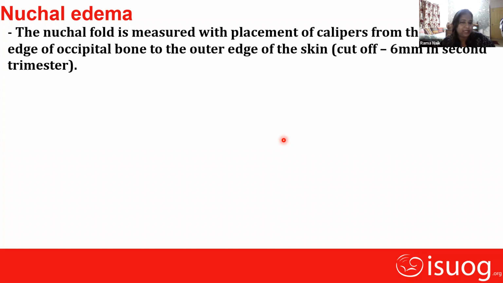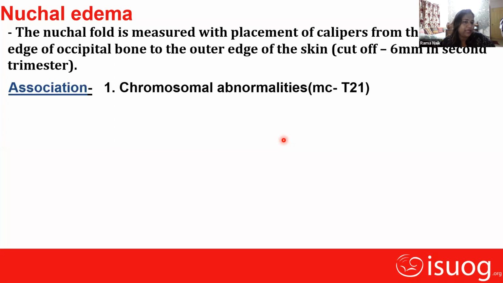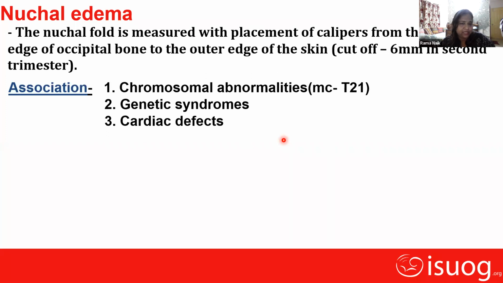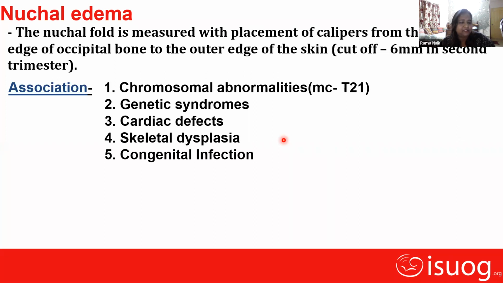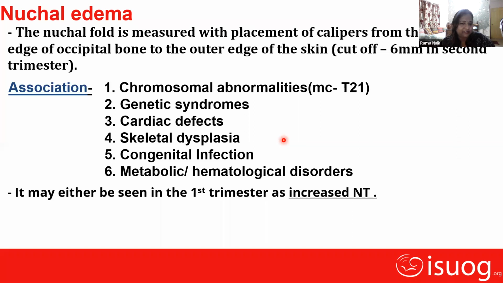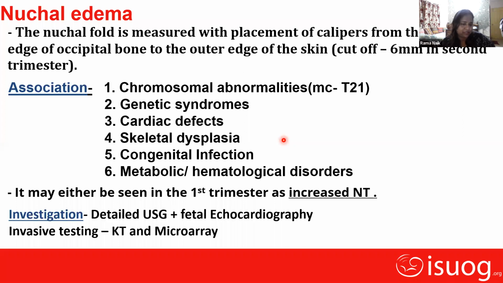The cutoff is 6 millimeter in the second trimester, and when the thickness is more than 6, we will think of nuchal edema. It can be associated with chromosomal abnormality, most commonly trisomy 21, and can be associated with genetic syndrome, cardiac defect, skeletal dysplasia, congenital infection, and many metabolic and hematological disorders. The same finding in the first trimester we call increased nuchal translucency. As there may be so many underlying causes, you need to refer the patient to a higher center where more detailed ultrasound and fetal echo is possible, and other investigations like invasive testing can be done.